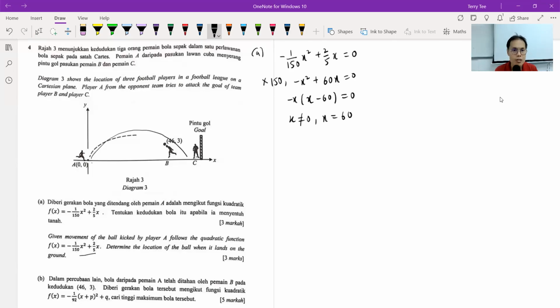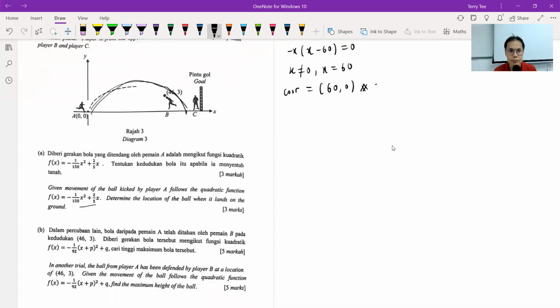We want to find the position when it lands on the ground. It lands on the ground somewhere here when x is 60. So they say location. You can write x equals 60, or you can say the coordinate at which it lands on the ground is (60, 0). Yeah, x is 60, y is 0. It doesn't go up and down because it's on the ground level. All right. Okay, next one.